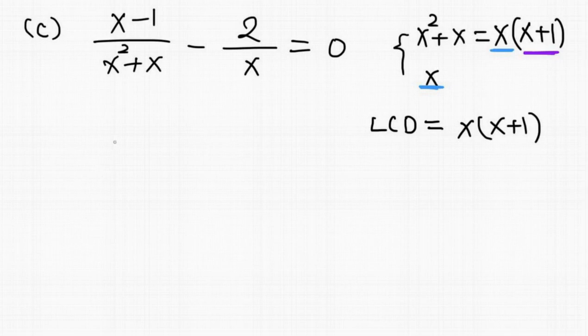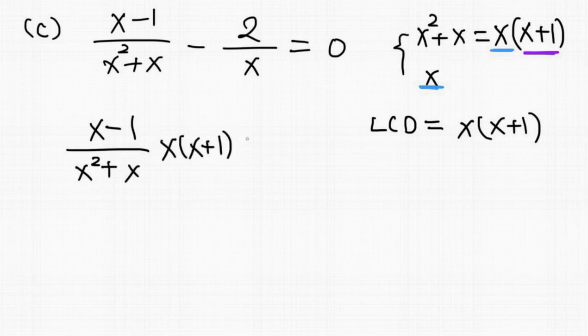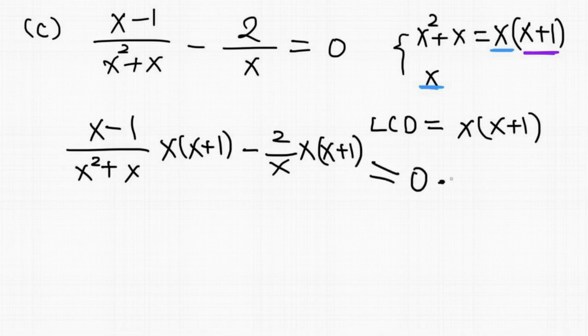The next step is to multiply every term in the equation by the LCD. So x minus 1 over x squared plus x times x times x plus 1, minus 2 over x times the same thing, x times x plus 1, and that equals 0 times x plus 1.